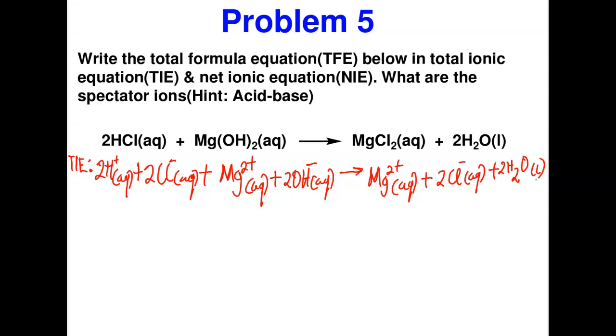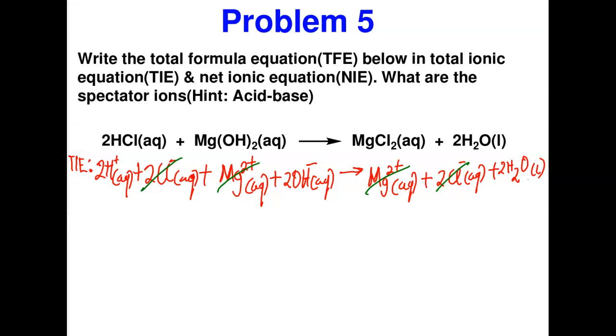So let's now see which one is the spectator ion. I'm going to use my green again. Hydrogen ion is not occurring in another place here. Let's see, chloride ion aqueous, and there are 2. Those are going to cancel. What about magnesium? Magnesium on this side aqueous, magnesium here is going to cancel. OH is not appearing in another place here, so it's not going to cancel.